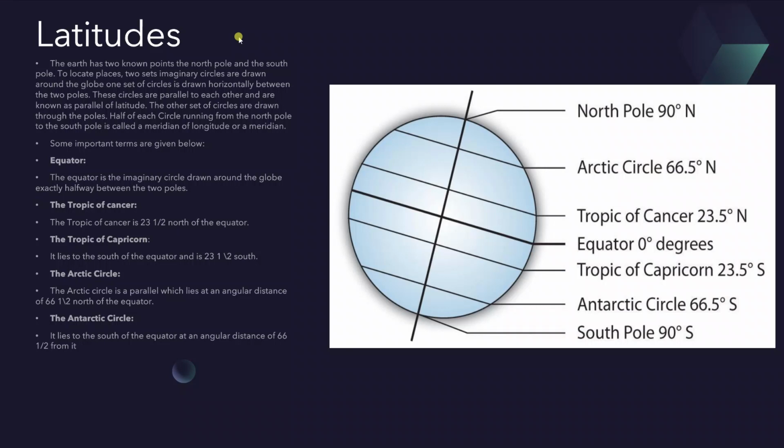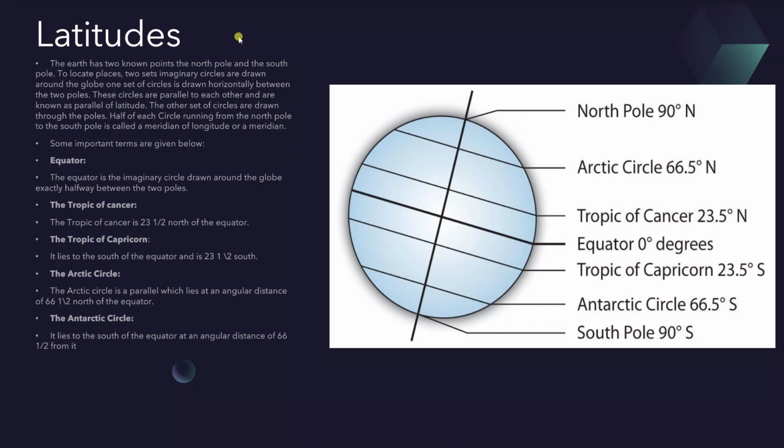Equator. The equator is the imaginary circle drawn around the globe exactly halfway between the two poles. Children, on the right side, you can see the diagram. You can see a middle line that's also known as the equator.